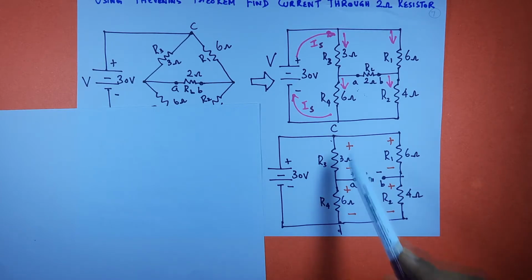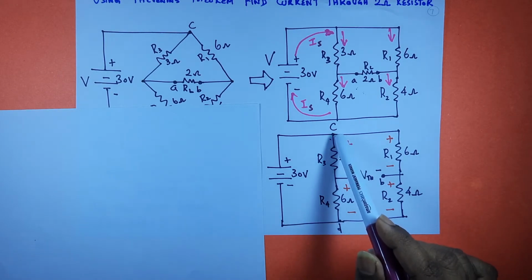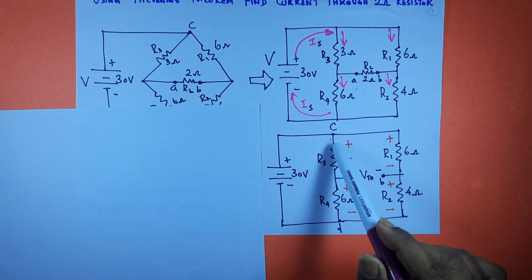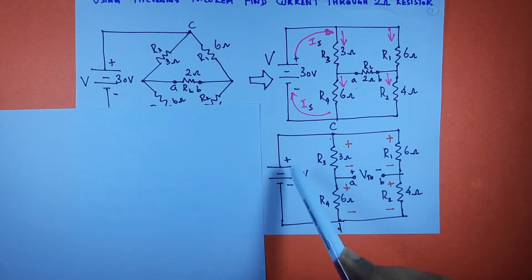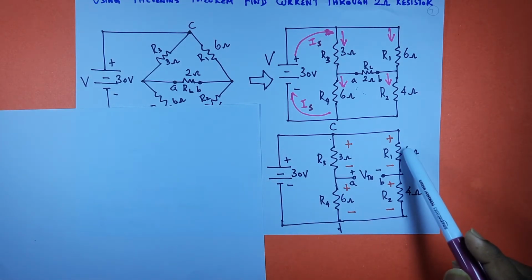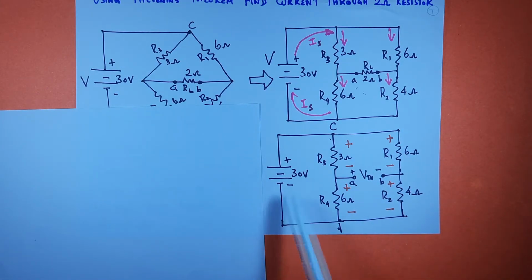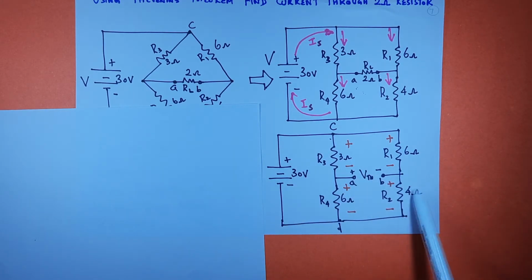So now, we have 30 volts connected across R3 and R4. These two are in series. So this is one series circuit. Voltage is 30 volts. Similarly, 6 ohm, 4 ohm, R1 and R2 are connected in series. Same voltage will appear across this, right? So you can use the voltage divider rule. Using that, you can find out what is the voltage across each of these.